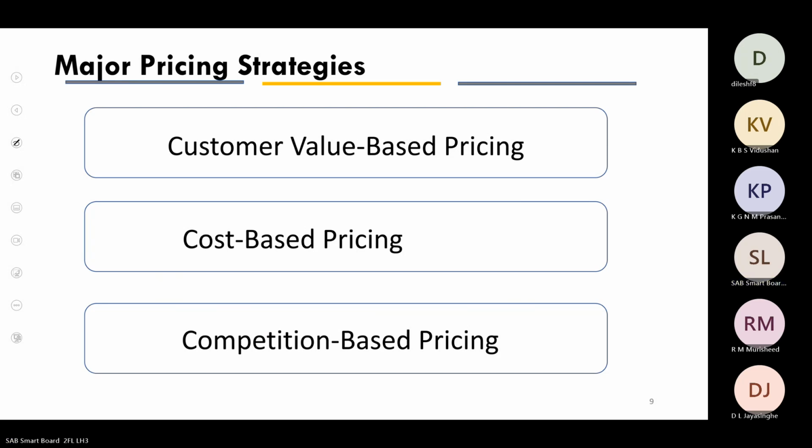Right. So we have some pricing strategies, right? We call these the major pricing strategies: customer value-based pricing, cost-based pricing, and competition-based pricing. Value-based pricing, cost-based pricing, and competition-based pricing.